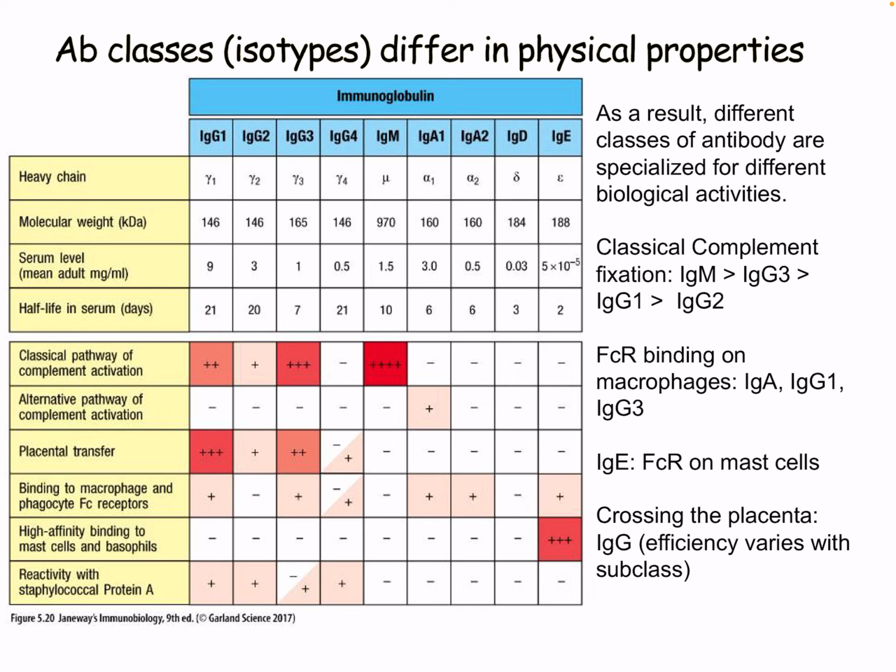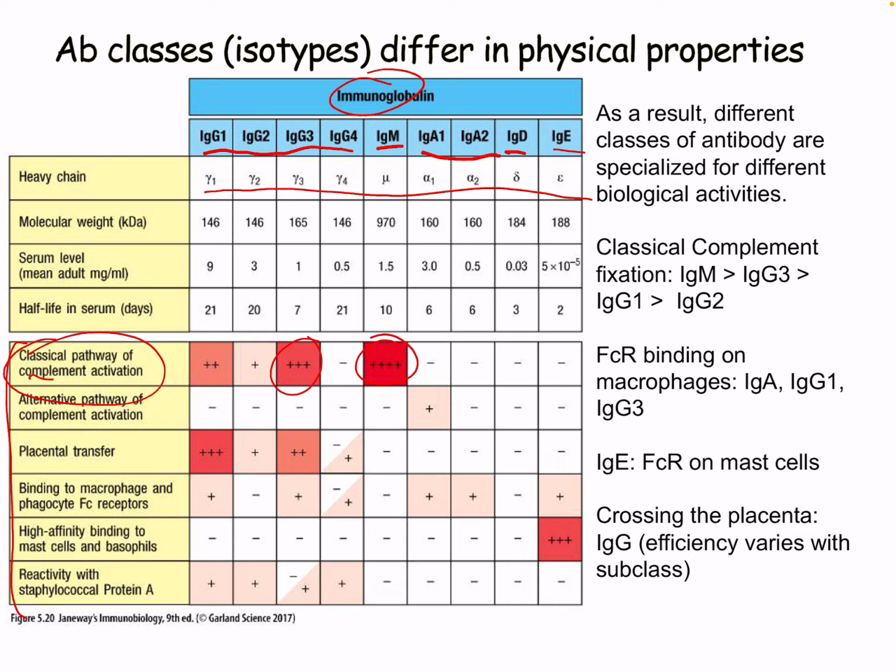So here are the isotype properties. We can see here, these are immunoglobulin types. We've got four types of IgG, one IgM, two IgA, IgD, IgE. Here we've got the coding, what the heavy chain is, what the constant chain is, molecular weight, serum level, and half-life. Here are some important features, which is good to look at. For example, which one is involved most in the classical pathway? We can see here that IgG3 and IgM.